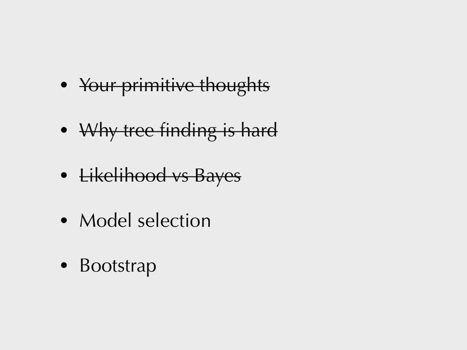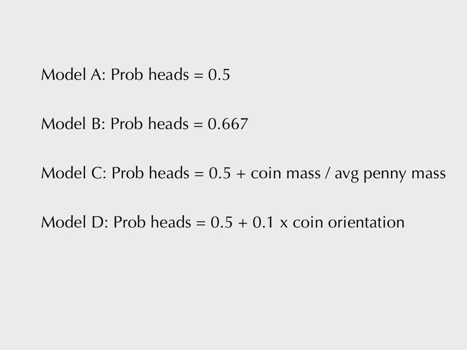Okay, so model selection. For example, here I have a set of models. Probably heads 0.5, probably heads 0.67, probably heads 0.5 times plus the coin mass over the average coin mass. I think heavy coins tend to be heads more. And here's the model where it's probably heads 0.5 or something, whether it's heads up or heads down when I first flip it. Okay, so all the different models.